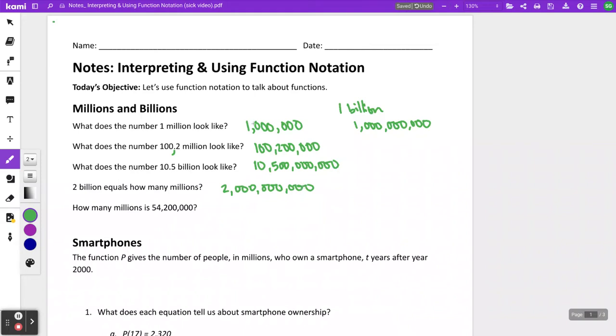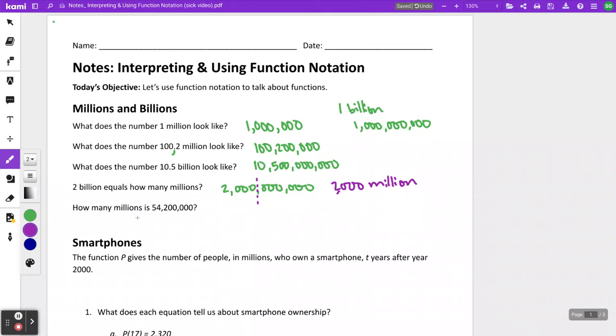My millions, remember, have 6 zeros after it. So millions start right here. So 2 billion would be the same thing as 2,000 million. So 2,000 million is the same thing as 2 billion.